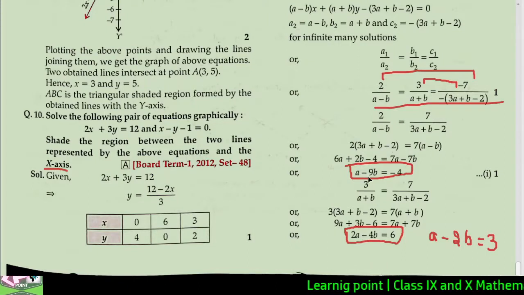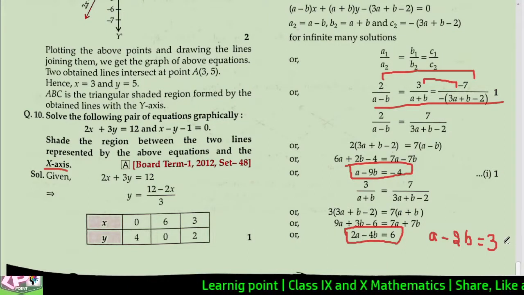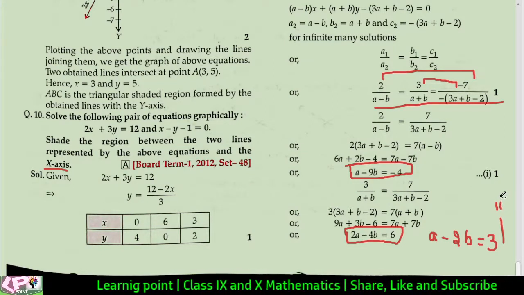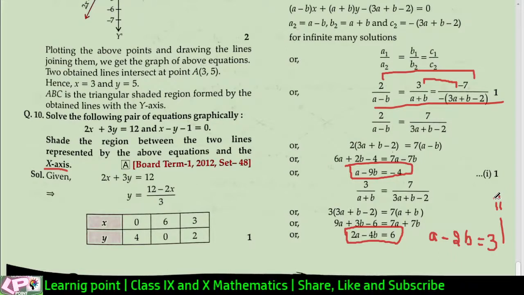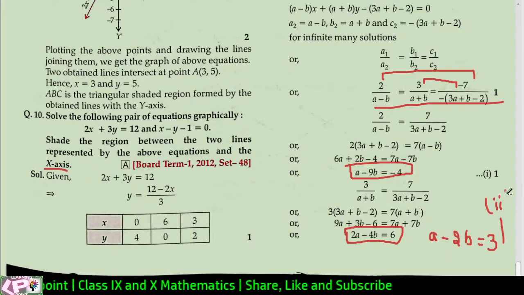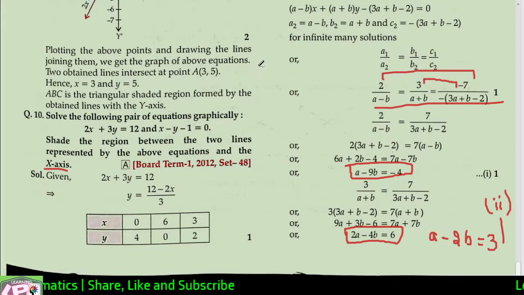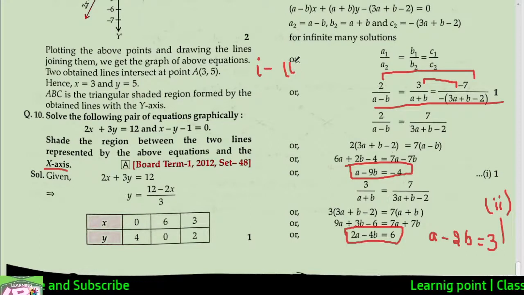Now a minus 9b is equal to minus 4, so take this one as equation number 2. Okay, this is equation number 2. So now if you solve 1 and 2, you will get the right answer. How to solve 1 and 2? Just do like this: equation number 1 minus equation number 2.